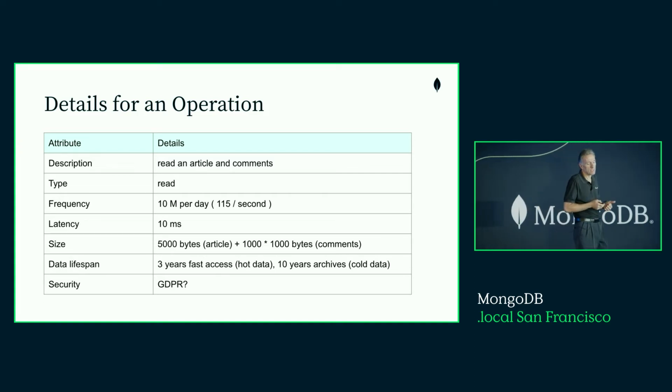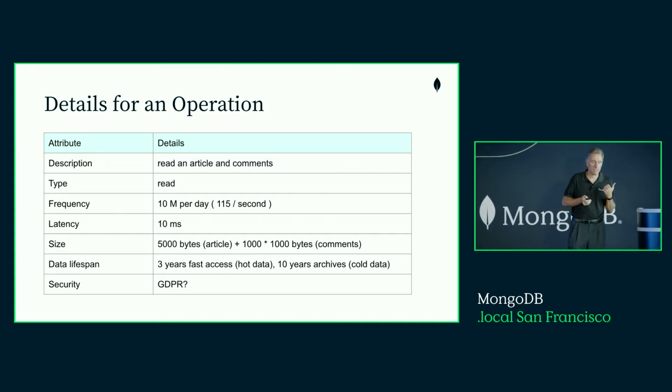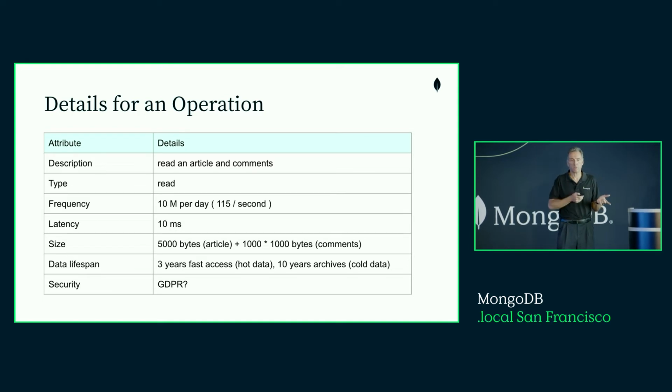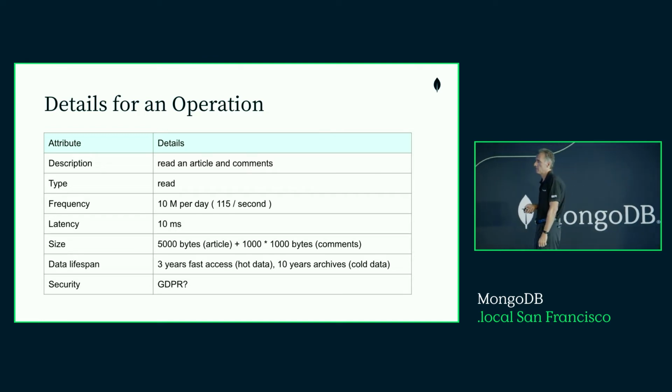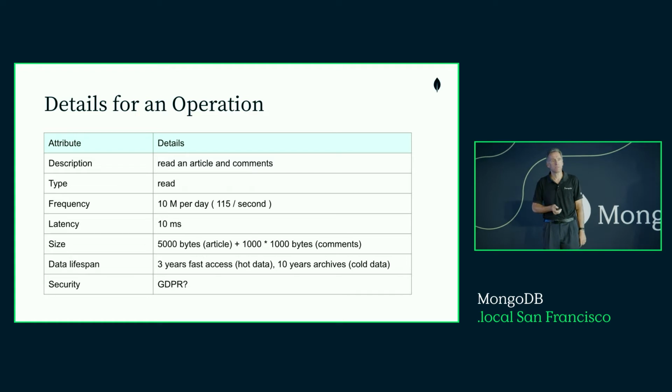What's the latency I want to have? Data lifespan. I talked a little bit about the archive. So maybe that article has to be accessed quickly for 3 years. But if someone wants to read an old article, I don't want to pay the price. I'm going to put them in the archive in S3, something that's a little bit cheaper for me to manage. And maybe you also have security requirements like GDPR, the right to be forgotten. And that specific query is important for that.